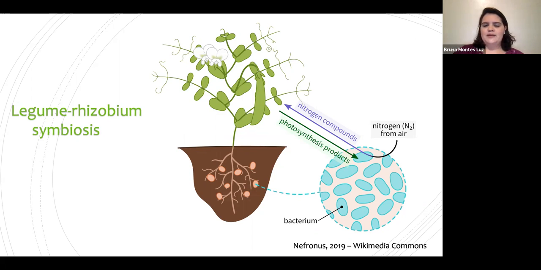Understanding the molecular mechanisms of this interaction is important to be able to transfer nitrogen-fixing capabilities to other crop plants, such as maize, which would make agriculture more sustainable.